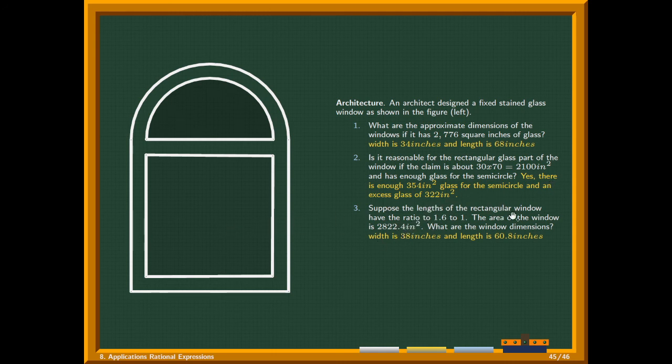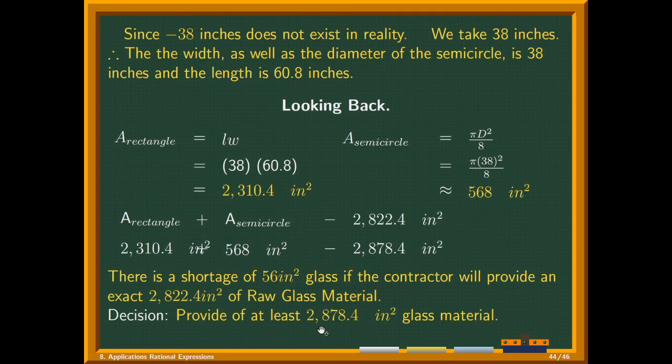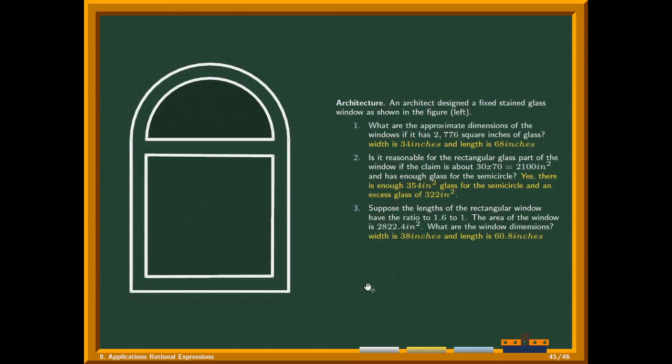Now suppose the ratio of length to width is changed into 1.6 to 1. The question is what are the dimensions? The answer is 38 inches for its width and 60.8 inches for its length, provided that the contractor must provide at least 2,876.4 square inches of glass material. So that ends our last example in part 2 of geometric figures in architecture.